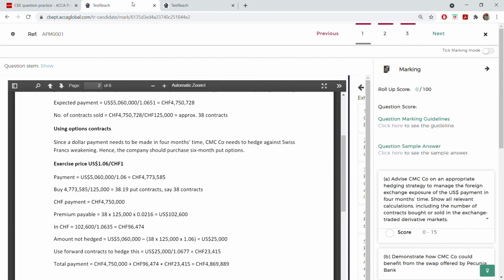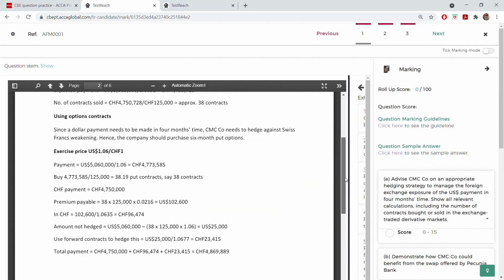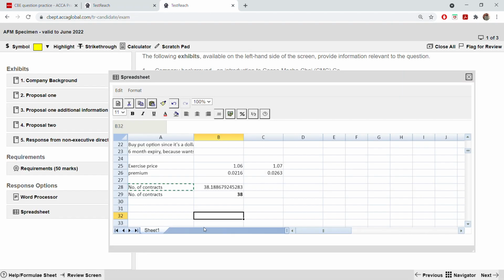So what else is remaining? Let me check the answer. Yes. Now you have to calculate the premium. Premium is important.